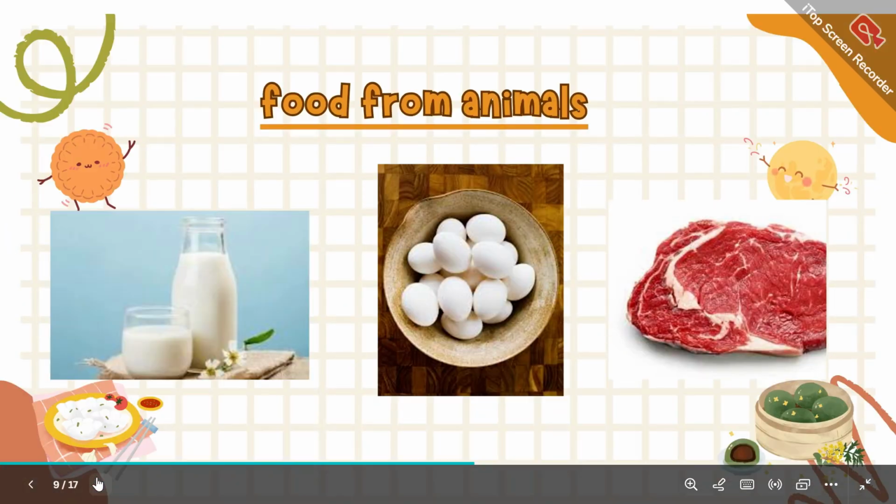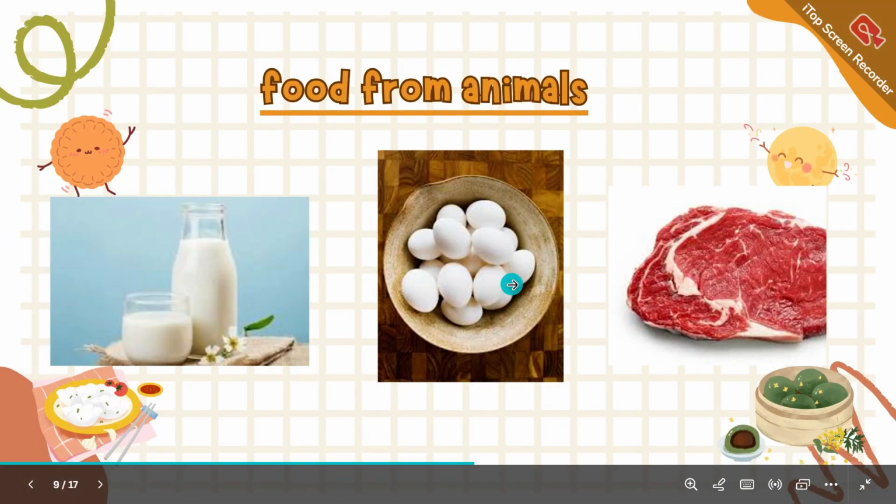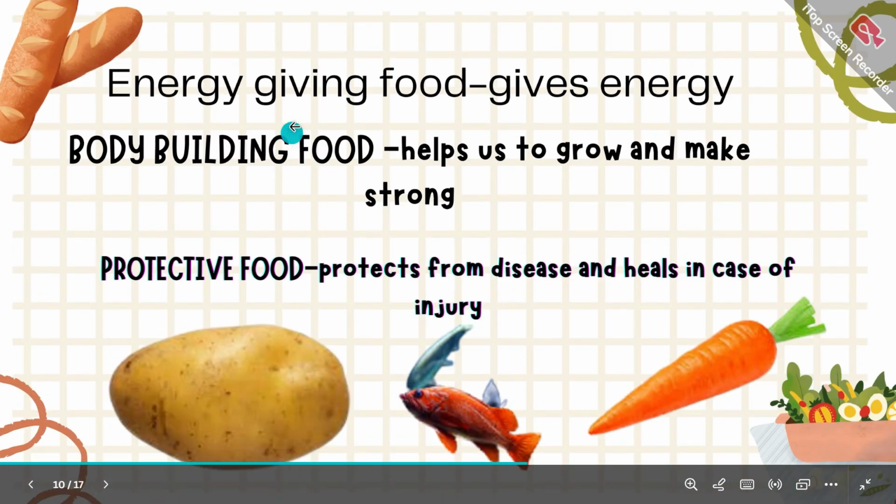So food from the animals. You can see the milk, the eggs, and the meat. These are the foods which we get from the animals. So food is classified into two types, that is plant-based or animal-based. And there are three types of food: energy giving, body building, and protective food.